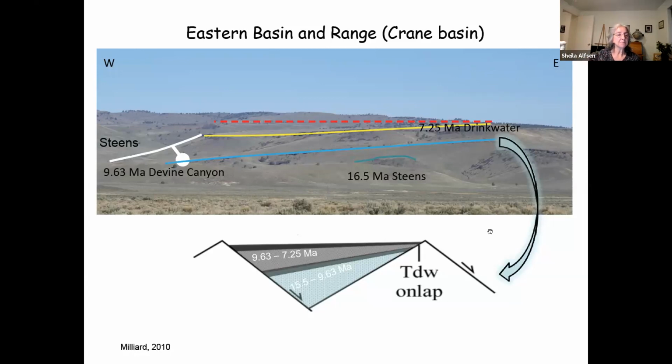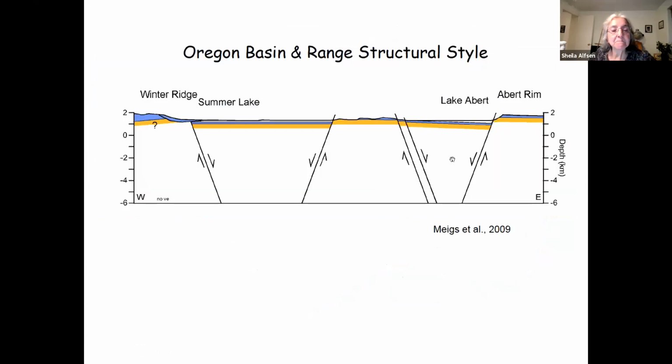Hopefully we're seeing the Eastern Basin Range, Crane Basin. Is that the slide everybody sees? Yes. All right. So the point here is that when a block is tilted, that actually allows for stratigraphy and volcanic rocks to accumulate and record via angular unconformities when they moved.